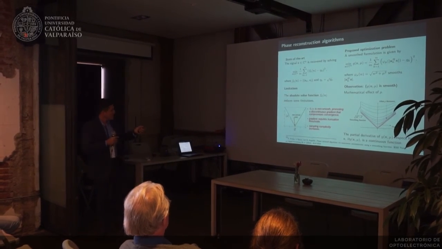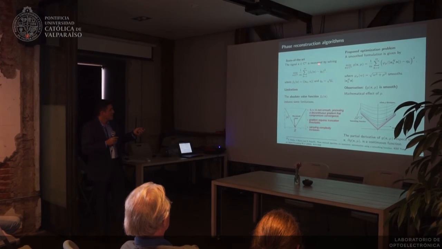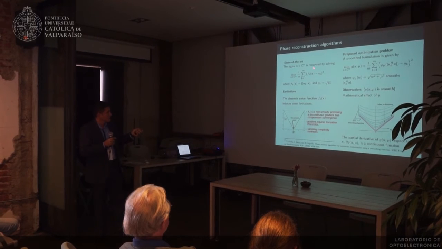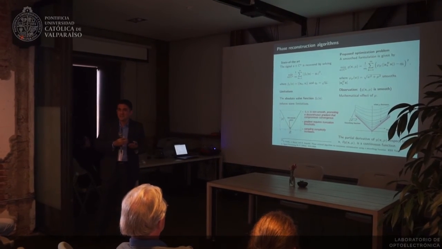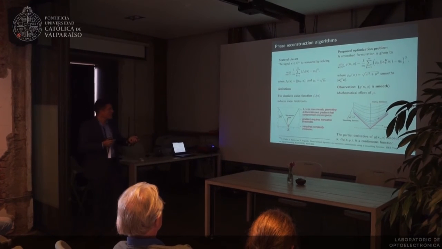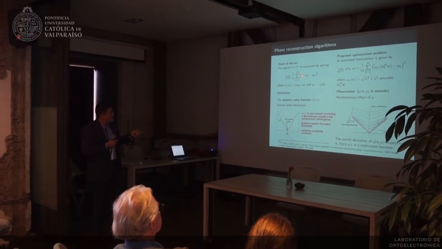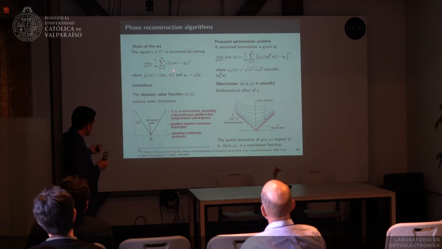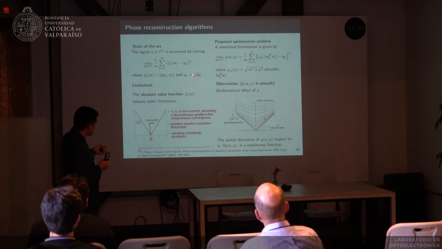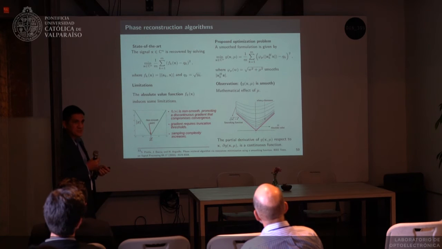To solve that problem, we need to solve this kind of initialization problem, and the problem is that the function is not convex. It's very difficult to solve, where this function f is just the absolute value, and q is just the square root of your measurements. Okay, you need to solve this. What is the problem of this solution? That you are going to differentiate.